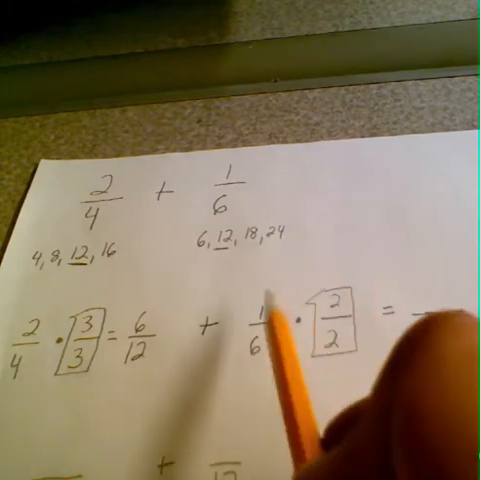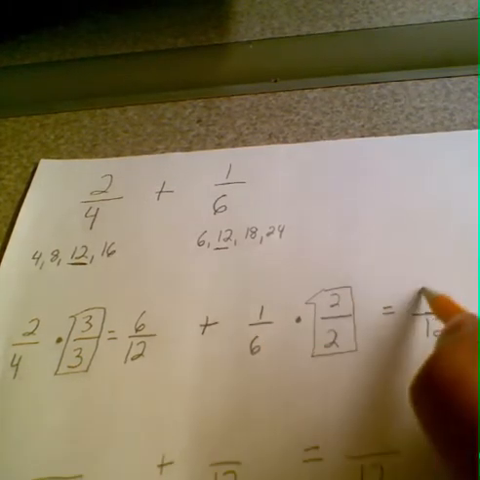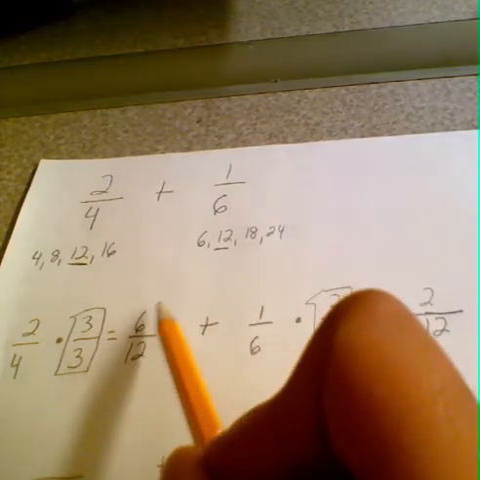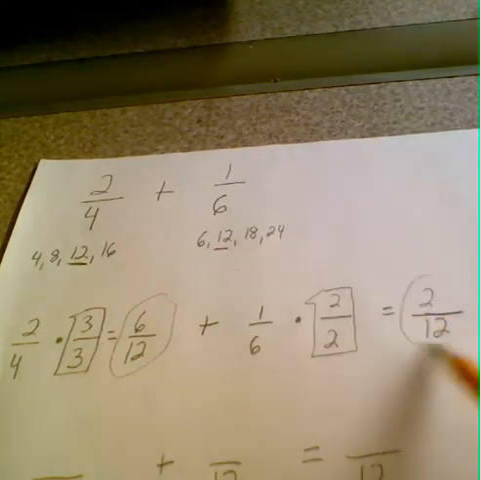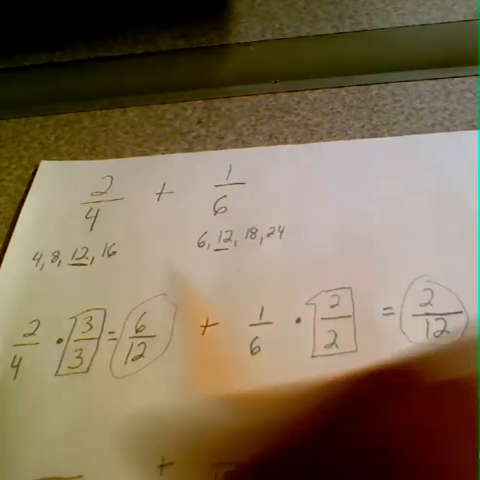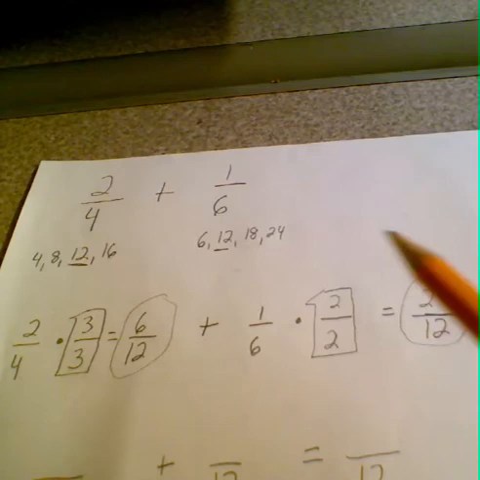All right, I'm going to multiply the numerators now. I have 1 times 2, which is 2. And if you look here, guys, I now have 6/12 and 2/12. Now I can add those two numbers together because they have the same denominator, or same bottom number.